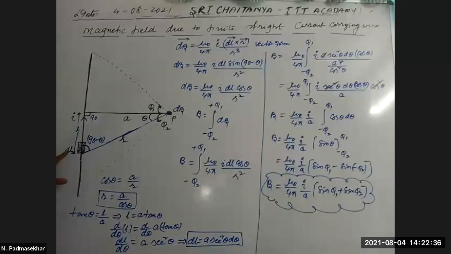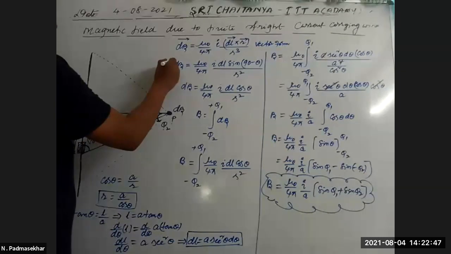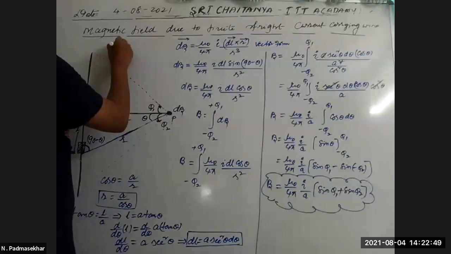So the element of length dl is here. It is at a distance L, and one line is drawn here. This angle is theta, and this is 90 minus theta. According to Biot-Savart's law.